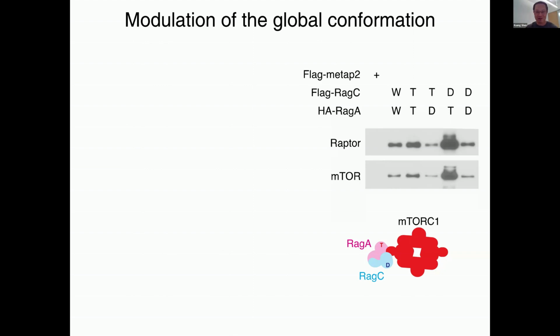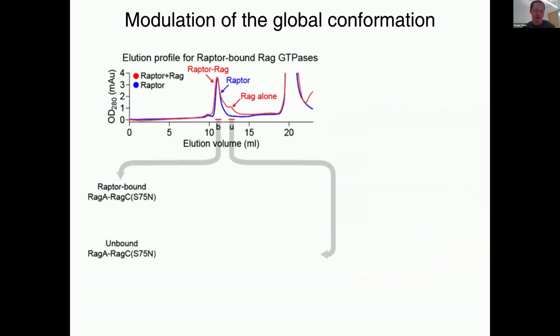Now, how does it change the conformation? To do this experiment, we first incubate the downstream effector, which is Raptor, with the Rag GTPase, and pass this mixture through a gel filtration column. The Rag GTPase is detected at two different positions: at a high molecular weight position, which means it's bound to Raptor, and a low molecular weight position, which is the unbound Rag GTPase. Then we can directly apply this eluate to the single molecule microscope and see the conformational change.